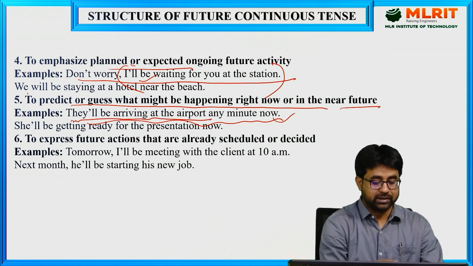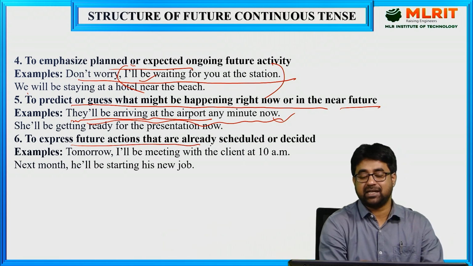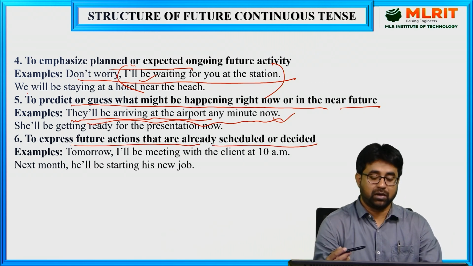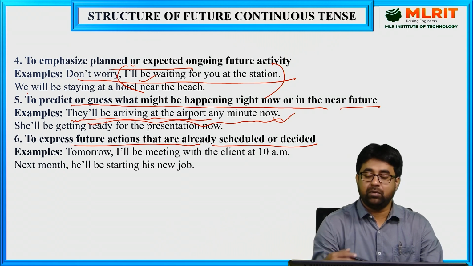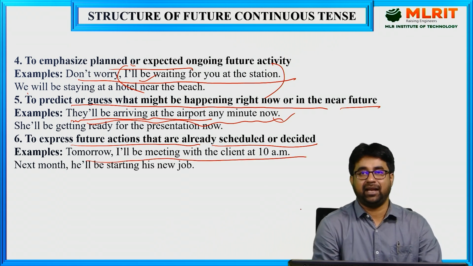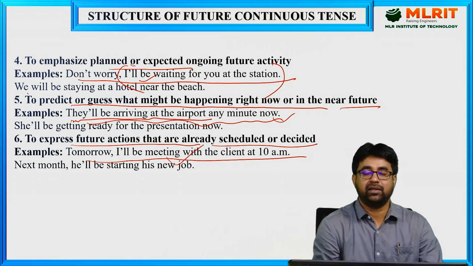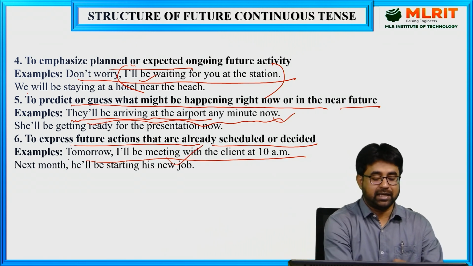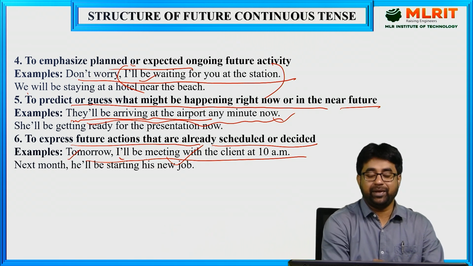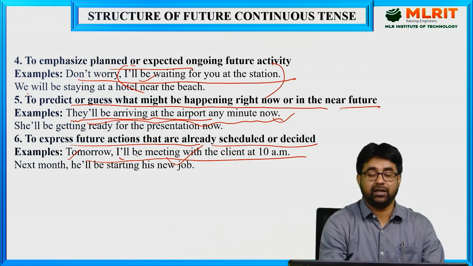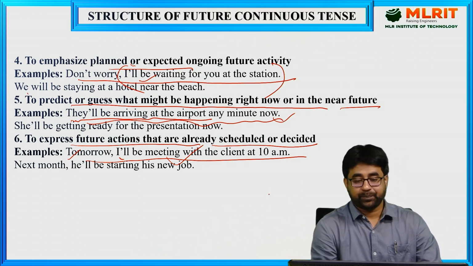Future continuous tense. To express future actions that are already scheduled or decided. If I'm talking about future actions which are already scheduled or decided: Tomorrow I'll be meeting with the client at 10 a.m. It's already planned, scheduled, right? That's why I'm using which tense? I will be meeting. Perfect. Future continuous tense. Fine.